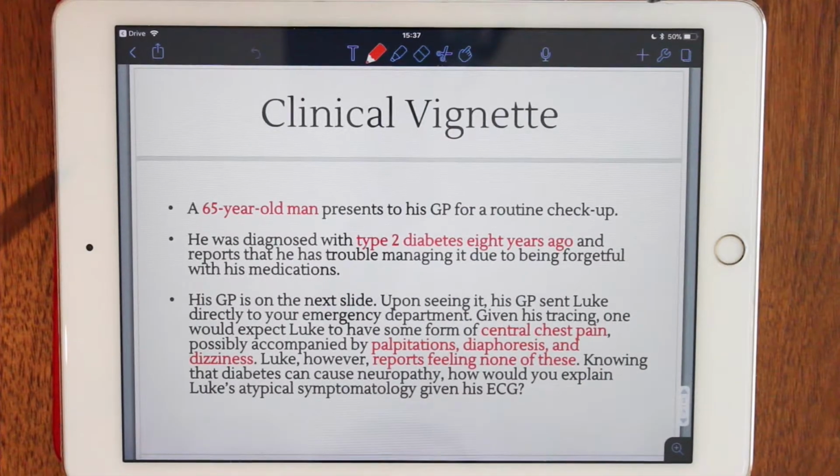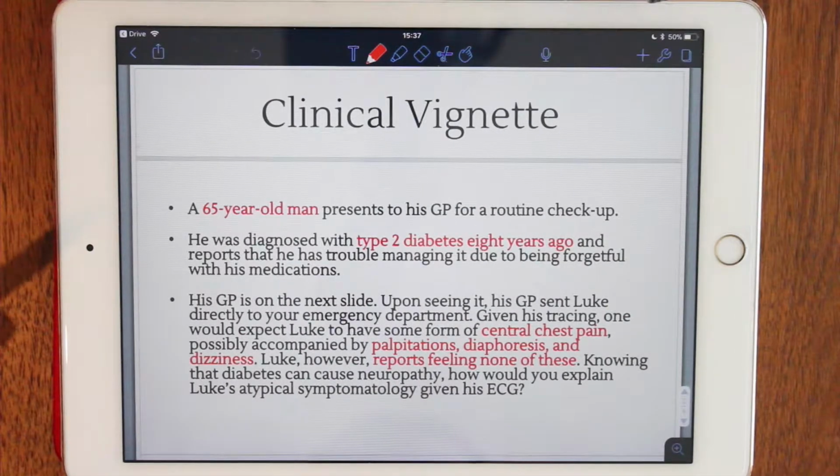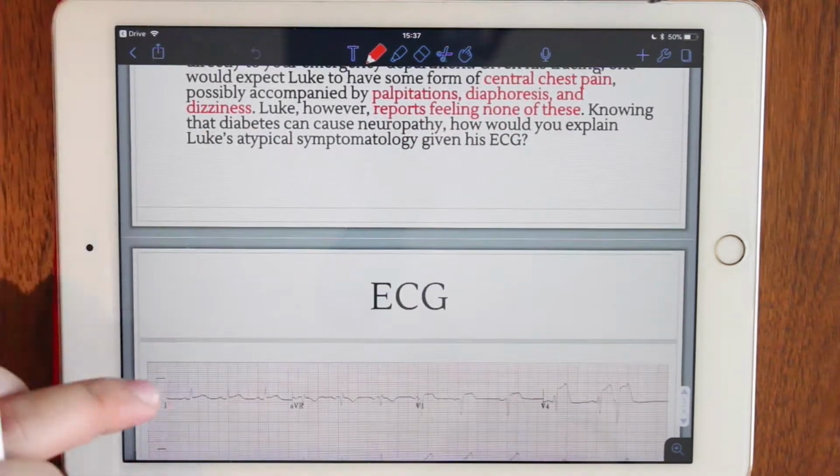Here's our clinical vignette for this week's case. Feel free to pause the video and take a closer look at these symptoms. Moving on to the ECG.